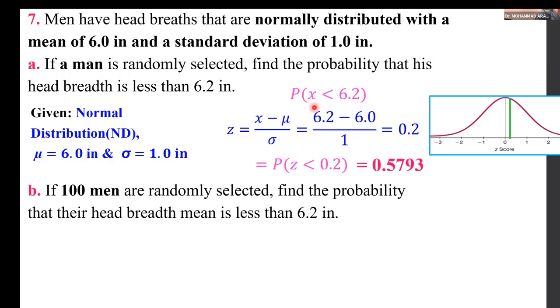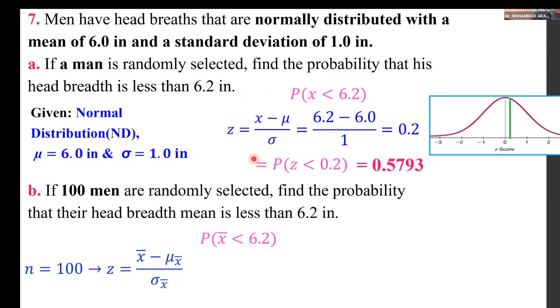When n is anything but 1, a number larger than 1, 2, or any other number larger than 1, then we go with the x bar, probability of x bar less than 6.2. So what happens as a result? The formula for z is practically the same with a slight difference. N is 100, z is x bar minus mu of x bar over sigma of x bar.